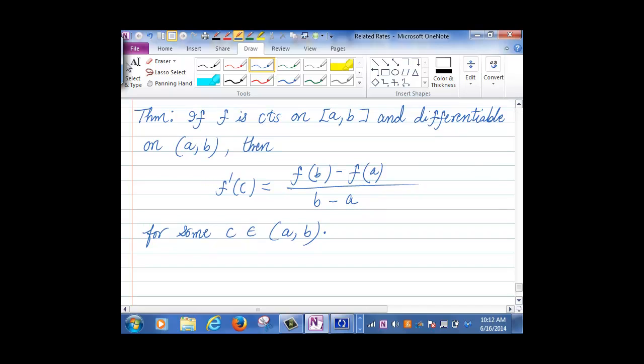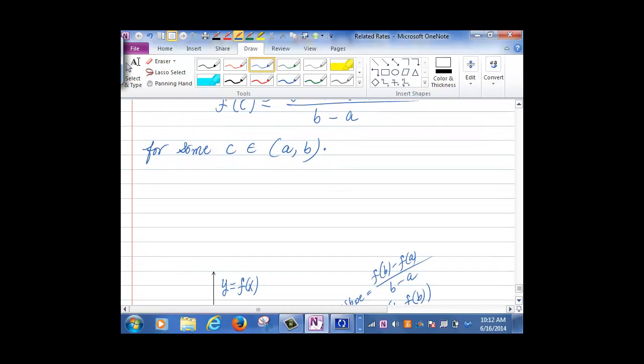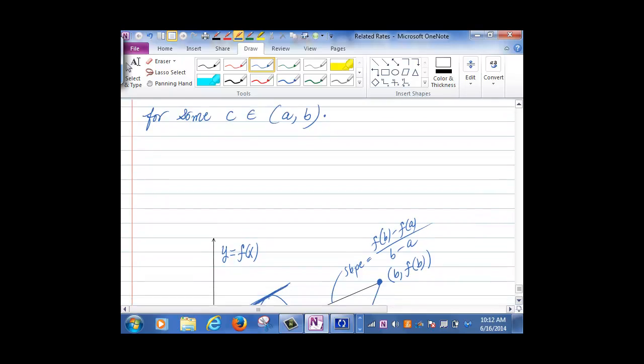Now, you have to be careful about the conditions. f needs to be continuous over the interval, and the derivative must exist between a and b, right? Okay. Again, the way to remember this is that the average rate of change of f is the same as the instantaneous rate of change of f at some point, okay? All right.